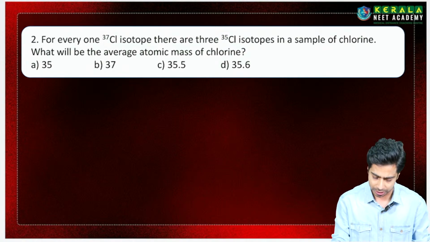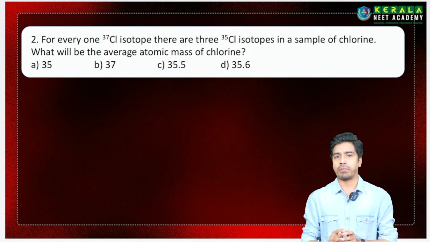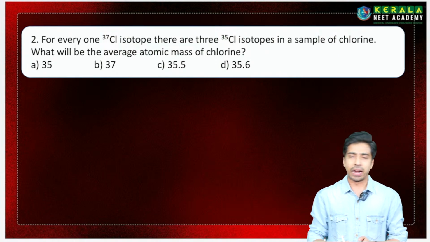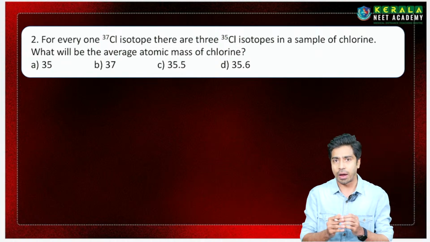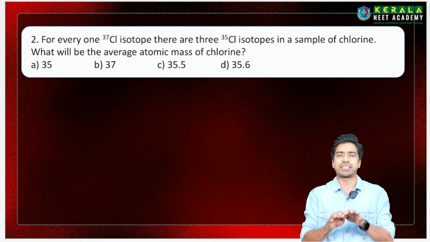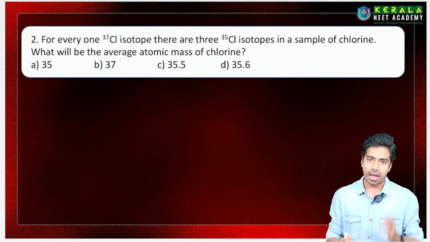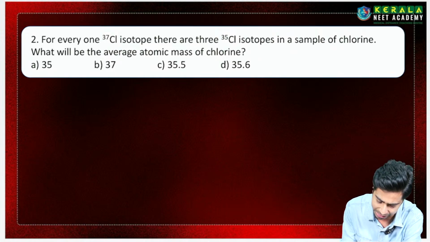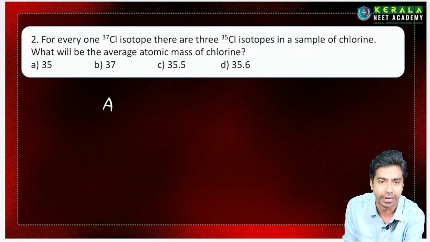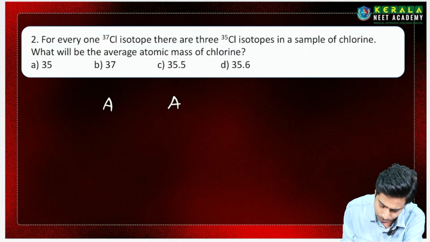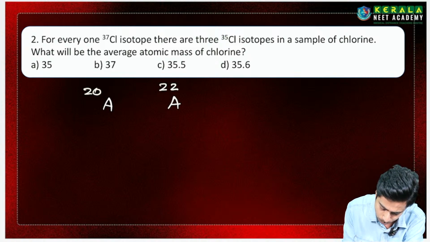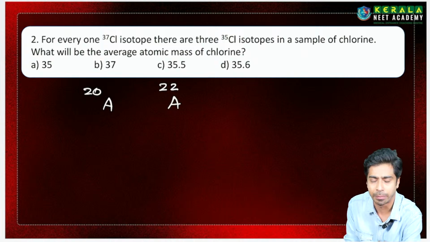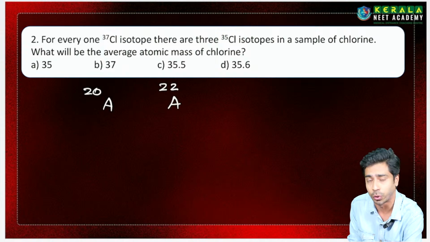Here, the average atomic mass is a calculated value. And remember, there are no chlorine atoms which have a mass of 35.5. It's just a calculated value. For example, I'll give you one element. Let's take an element A. Let it have 2 stable isotopes, let it be 20 and 22. So you have an element A with an atomic mass of 20 and another with atomic mass 22.